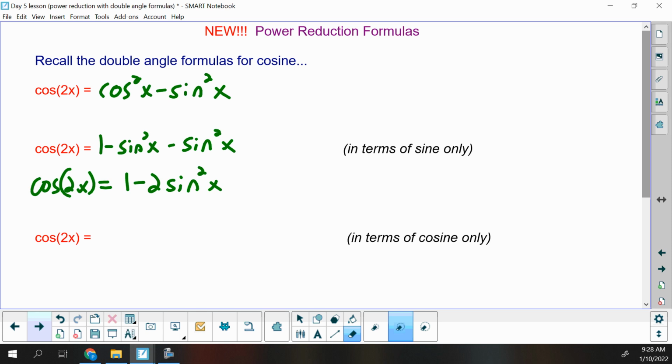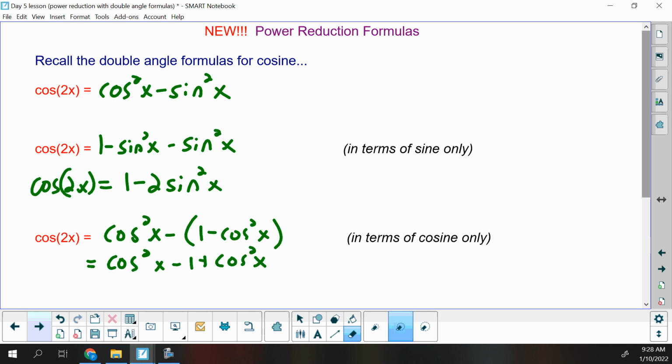Doing a similar idea, let's go from that original one and write one in terms of cosines only. So we can take that minus sine squared x and replace that sine squared x with 1 minus cos squared x. Now the sine squared had to be subtracted, so we use parentheses to make sure what we're subbing in all gets subtracted. So this would give us cos squared x minus 1 plus cos squared x. So in other words, cos 2x is just equal to 2 cos squared x minus 1.